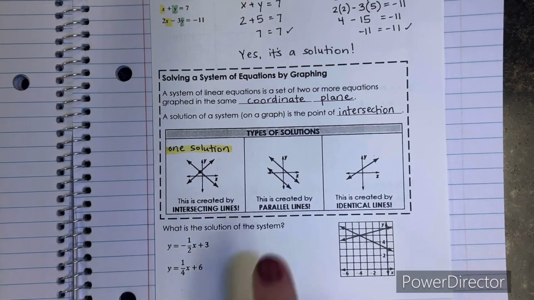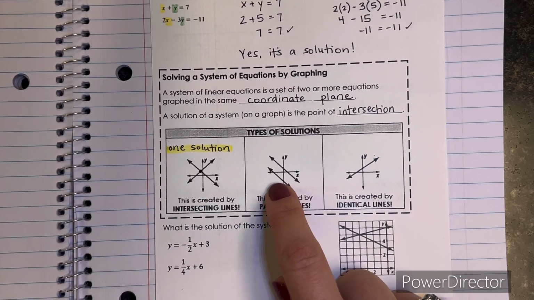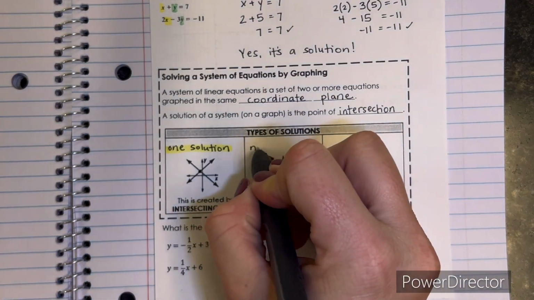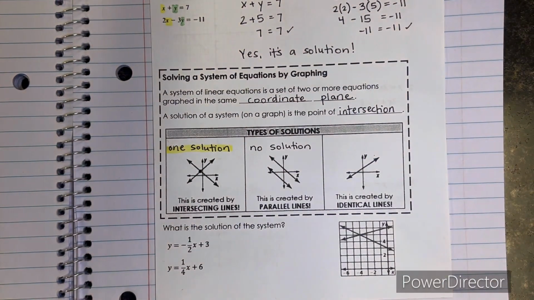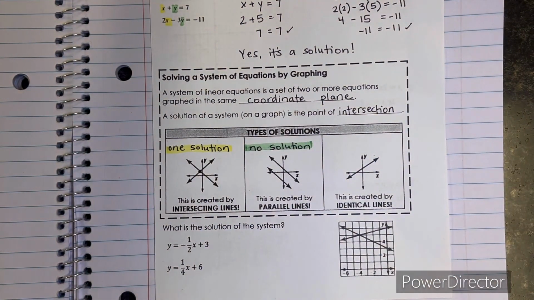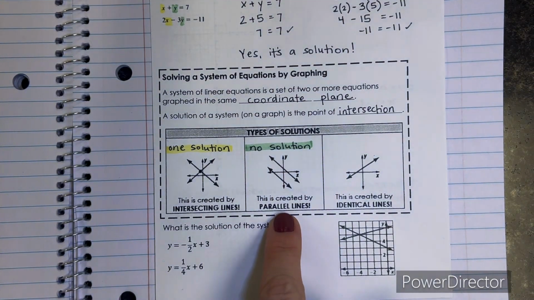Now, situation number 2 is created by what's called parallel lines. Those are 2 lines that are never going to touch. They have the same slope, different y-intercept, so they're never going to touch. And when we talk about graphing a system of equations, we're looking for where they intersect. So if we have parallel lines and they never intersect, that means that there will be no solution to this particular situation. We don't see this one a whole lot, but every now and then they'll toss one in there. So we just got to be ready for it. Again, this one's created by parallel lines.